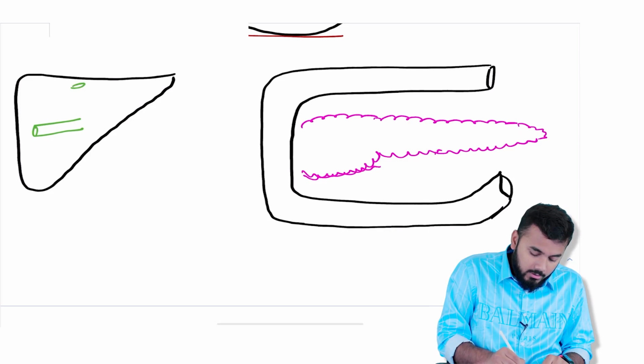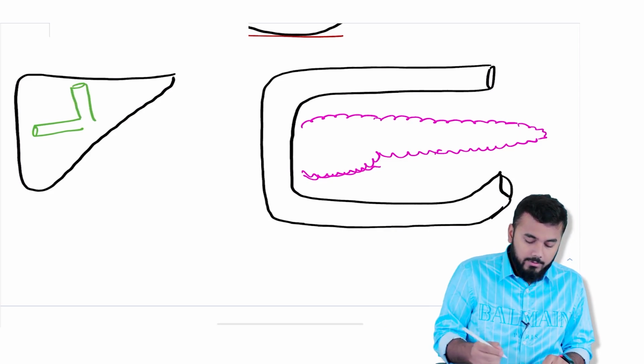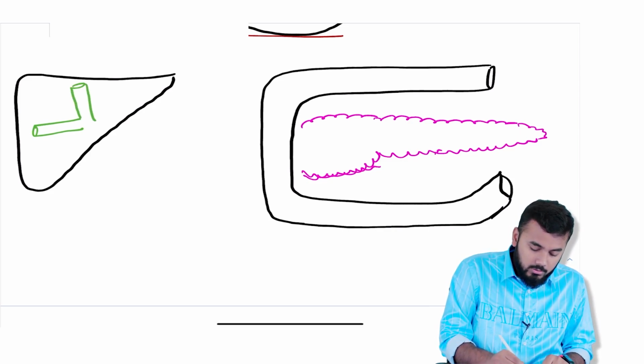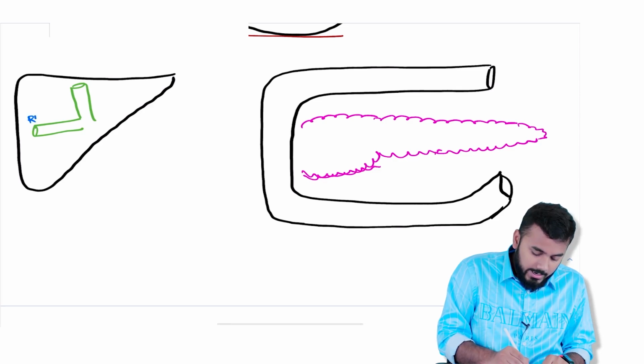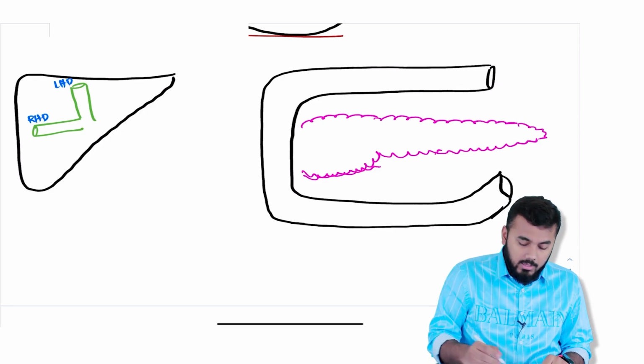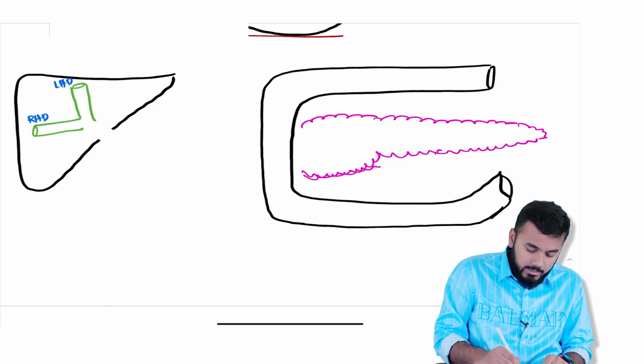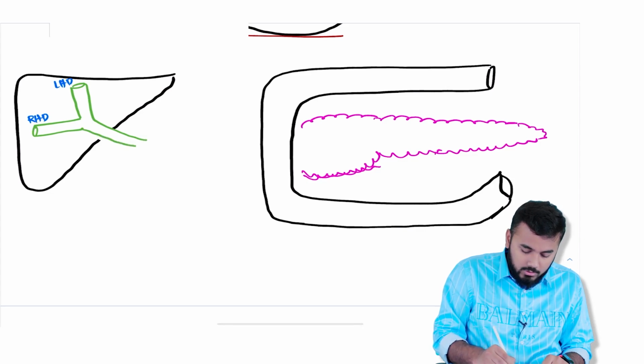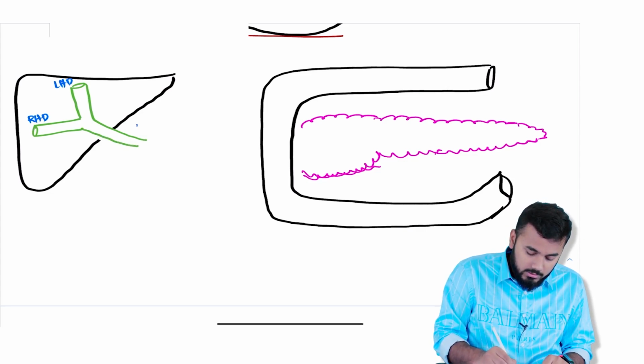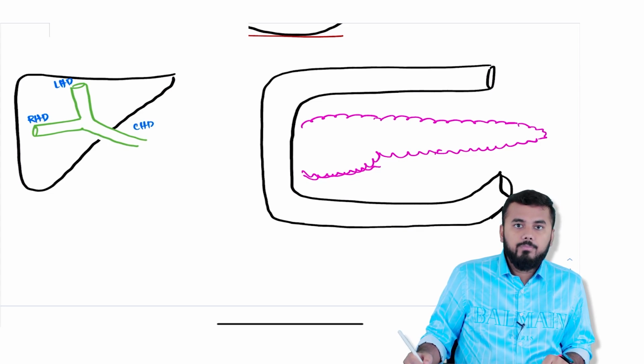Here I have got a duct called the left hepatic duct. Let me write it down. This is called the right hepatic duct. This is called the left hepatic duct. Now the right and the left hepatic duct together join and form a duct. This is called the common hepatic duct. What is this? Common hepatic duct.